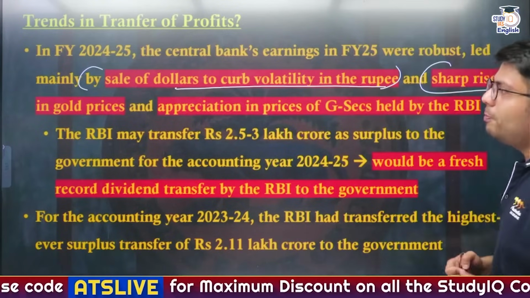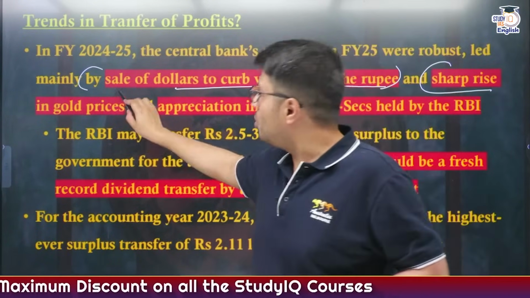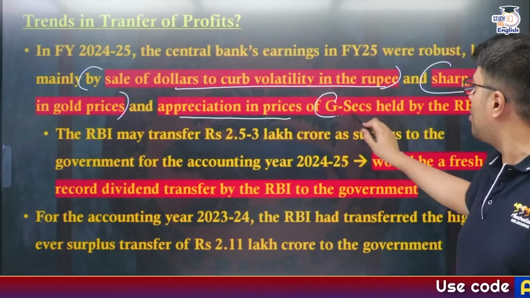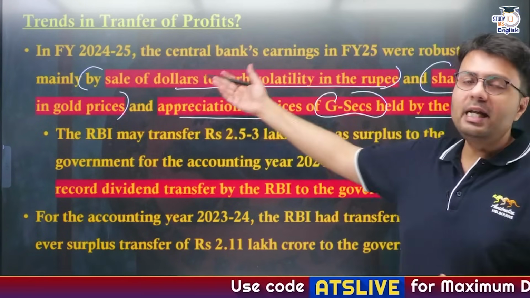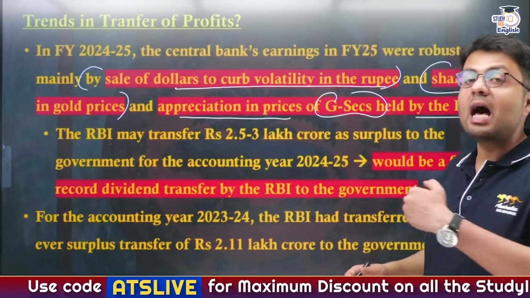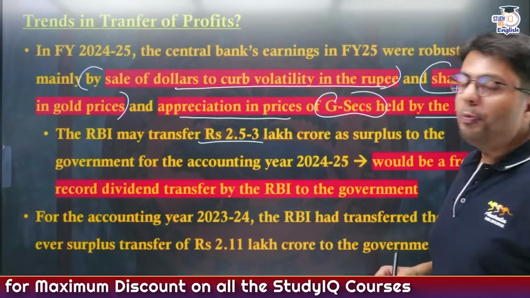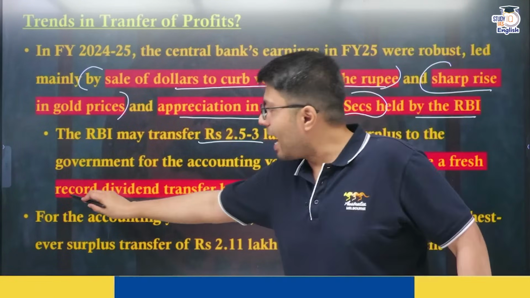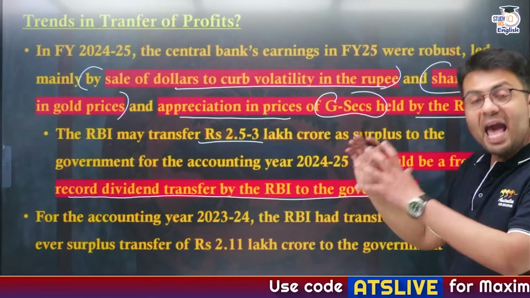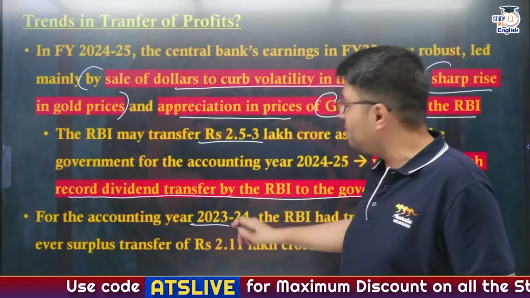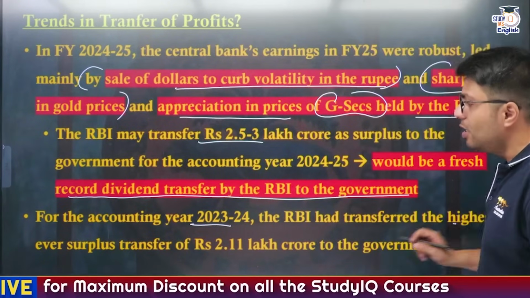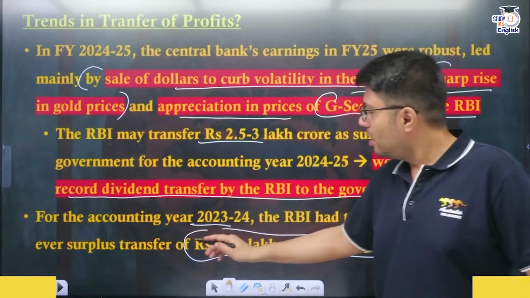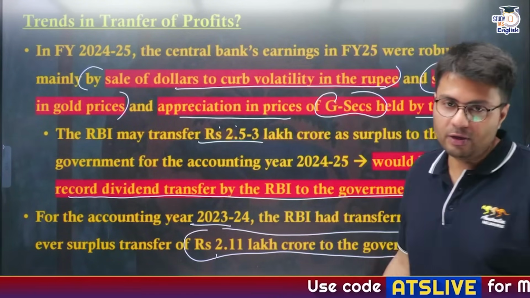Similarly, there is a sharp rise in gold prices due to global conflicts, and if RBI is not selling that gold, automatically it might lead to what? Unrealized profit. Similarly, there is also appreciation in the prices of government securities held by RBI. So these might lead to many realized and unrealized profits, and it is expected that RBI has made so much profit that it is going to transfer 2.5 to 3 lakh crore rupees to the government this year, which, if it happens, will become the highest record dividend transfer by the RBI to government ever. And the last record was in the last financial year, 2023-24, where RBI transferred 2.1 lakh crore rupees to the government of India. So if these figures are true, the last year's record will be broken in this year's dividend transfer.